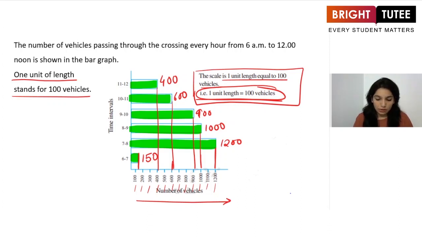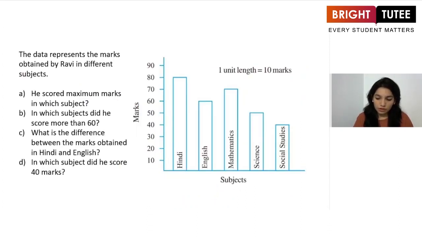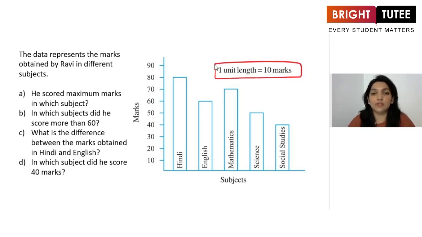Clear? Now understanding more here. Look at this image. What you see in front of you is the data that is representing the marks that were obtained by Ravi in different subjects. Okay. So here, every time, as I said, it's very important that you write what 1 unit length is representing. So 1 unit length is representing 10 marks here. So every jump that you see will be in tens. So 10, 20, 30, 40, 50, 60, 70, 80, 90. And you can go to 100 or even more, but it depends what the data is representing.